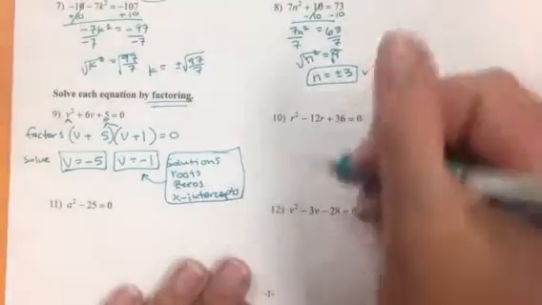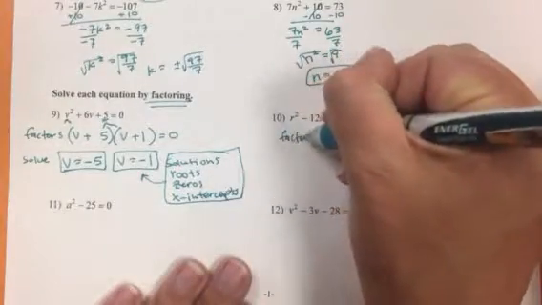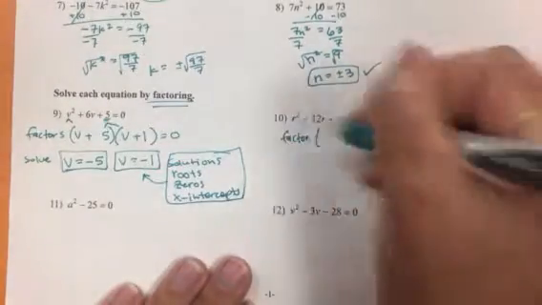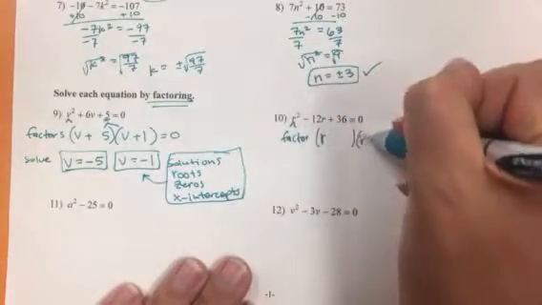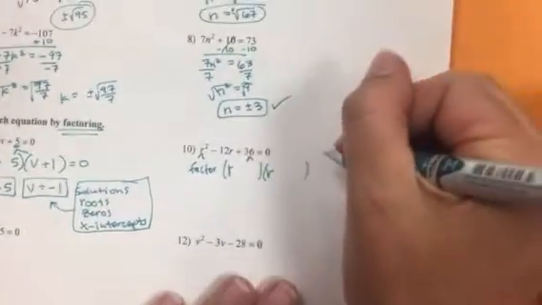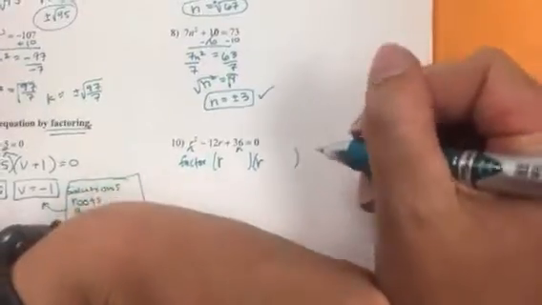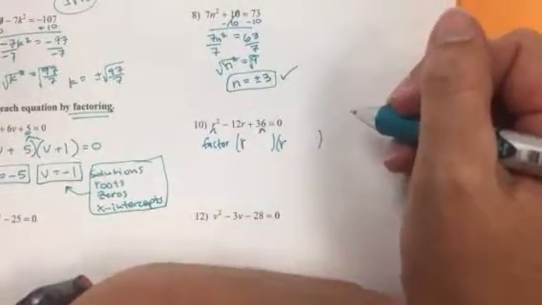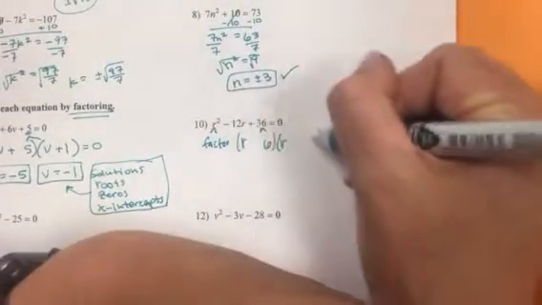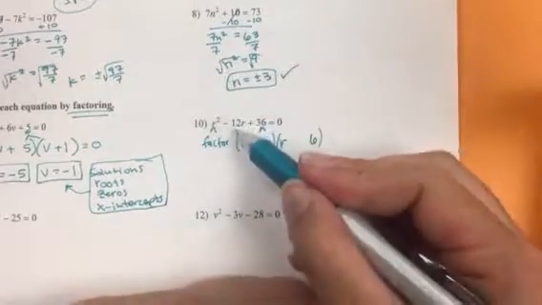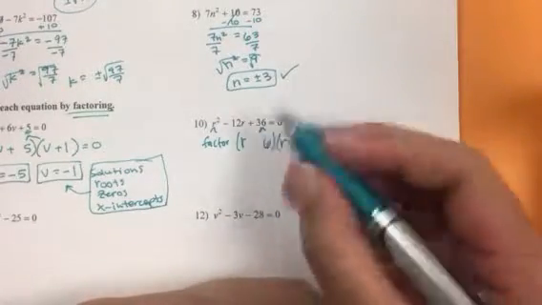All right, let's try 10. I factor it. r squared breaks up to r and r. Multiples of 36 that add up to 12. Oh, that's nice. 36 would be 6 times 6. And then to get negative 12, they both have to be negatives.